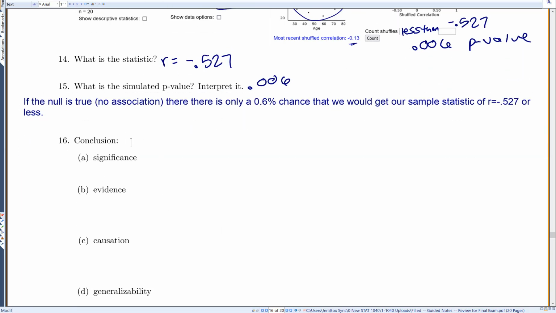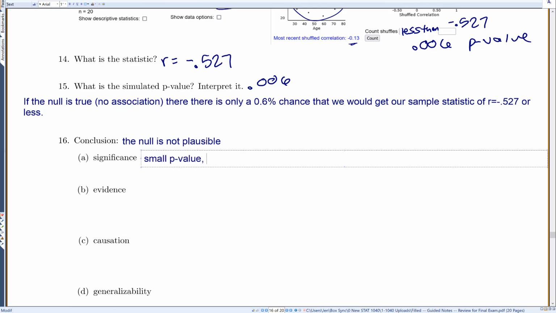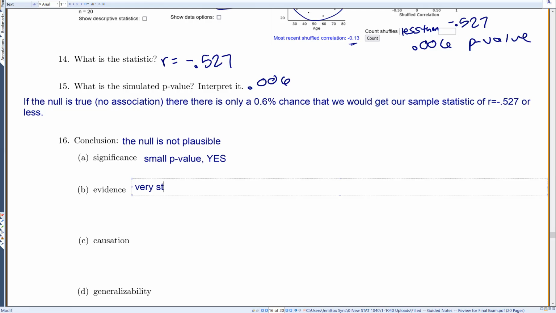So our conclusion, we could say things like the null is not plausible, because that's a small p-value, right? For my significance, it is a small p-value. So yes. Okay, do we have evidence? I would say yes, we have. That's less than 0.01, so we have very strong evidence that, and now you repeat the alternative hypothesis, that there is a negative association between age and VO2 max.